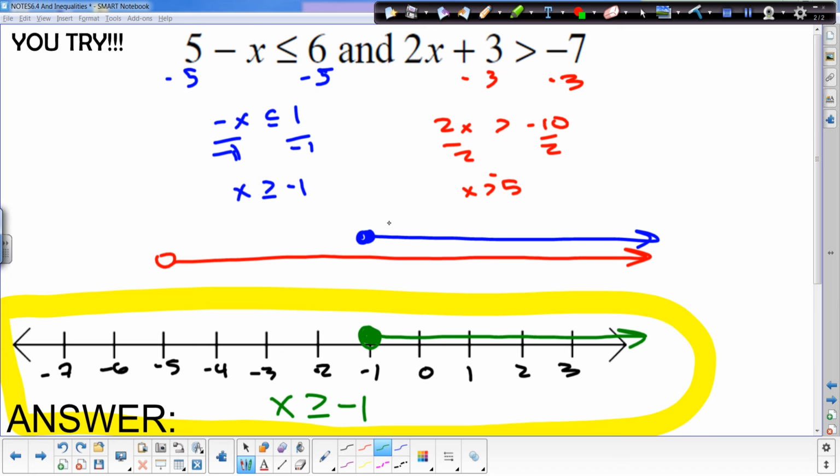And then once I graphed the red and the blue, I said, okay, I've got an "and." And means where do they overlap? Well, they overlap right there. So that is where I drew my final answer. And then I just looked, oh, the numbers that I've highlighted, the numbers I've shaded, are all numbers bigger than or equal to -1. So that was my inequality. This is the final answer.